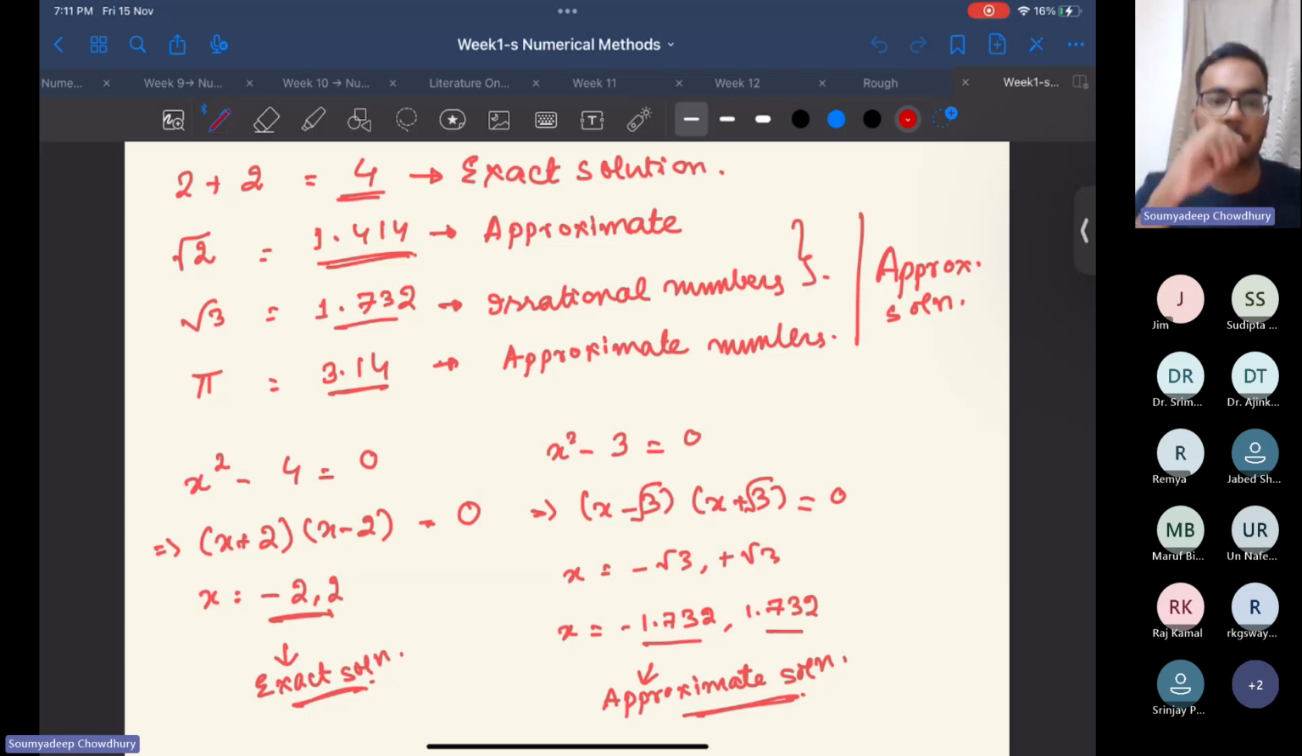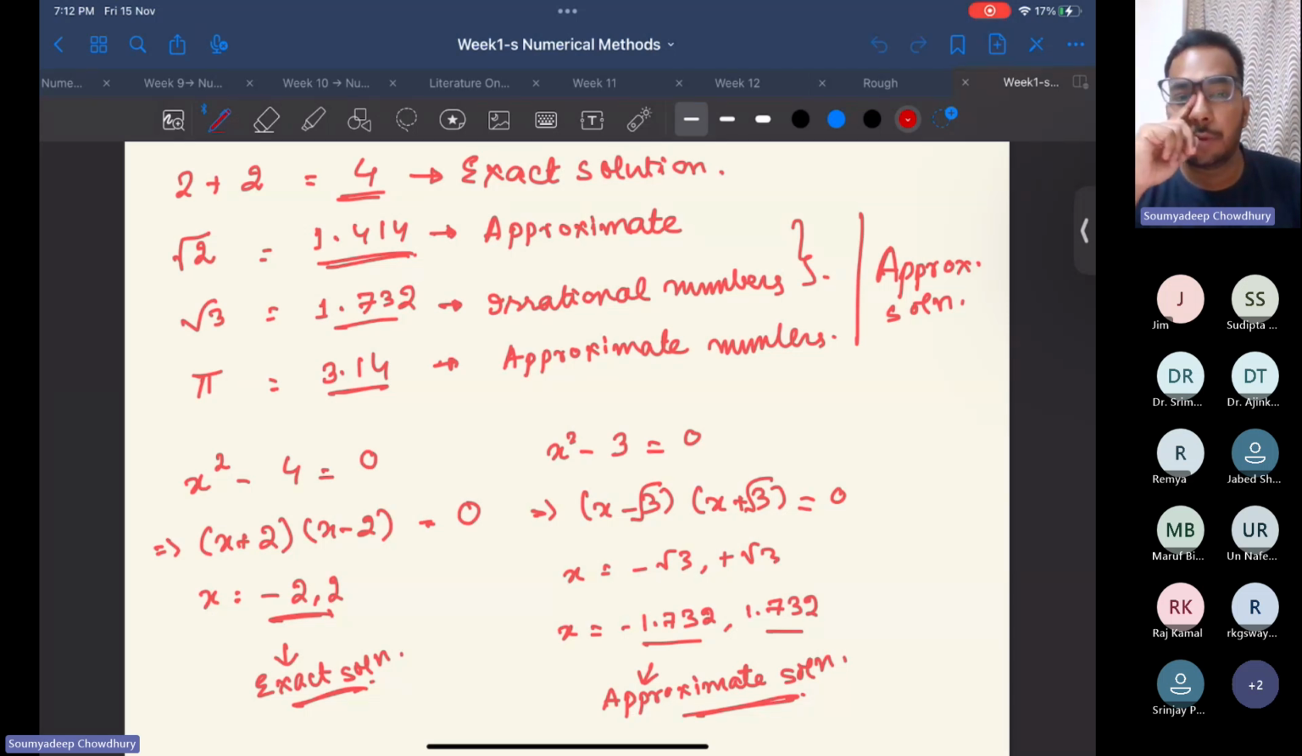Like square root of 2, we basically say it is 1.414, or square root of 3 it is 1.732. However, these are not exact numbers. There are infinite digits after the decimal point, and these are known as irrational numbers. So this is what we are trying to approximate. This is the basic difference which we need to understand before we move into numerical methods: the difference between the approximate solution and an exact solution.